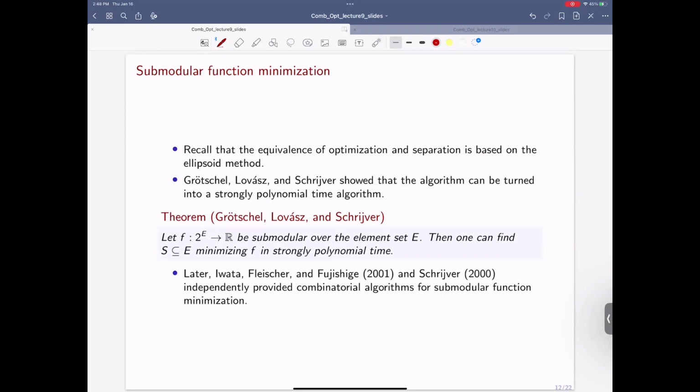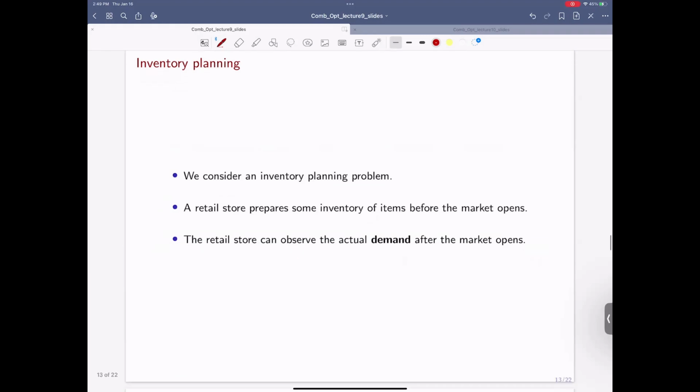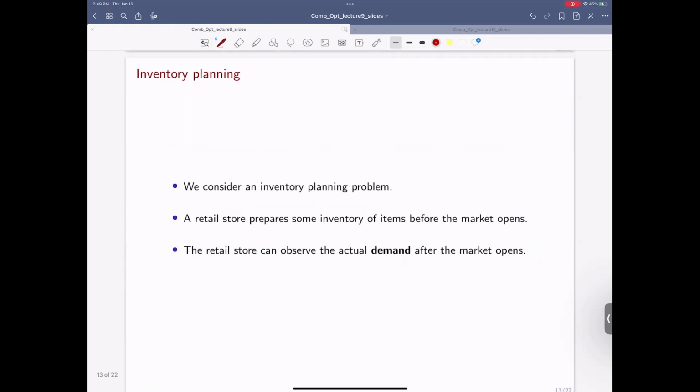Next, the second part is about something called chance constraint programming. And I found the connection between submodular function minimization and this problem. I'll refer to one of my papers later after this lecture, so you can find more interesting materials there too. But let's talk about something easier.